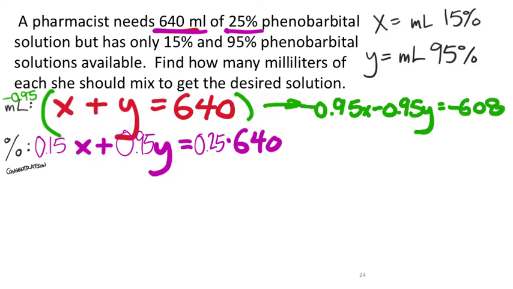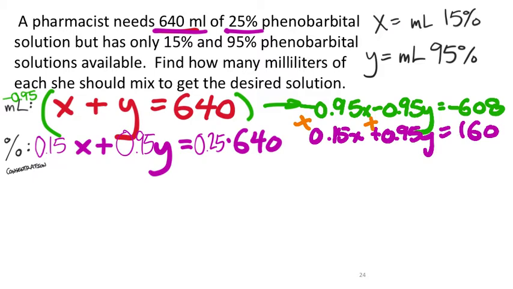Okay, so the bottom equation wasn't touched. We still got that 0.15x plus 0.95y equals, oh yeah, so 0.25 times 640. There's going to be 160 on that. And now when I look to combine these, it will eliminate the y's for us, which was planned, okay?